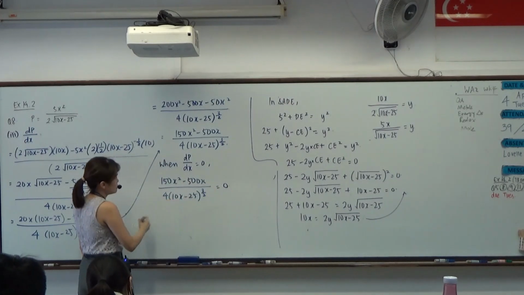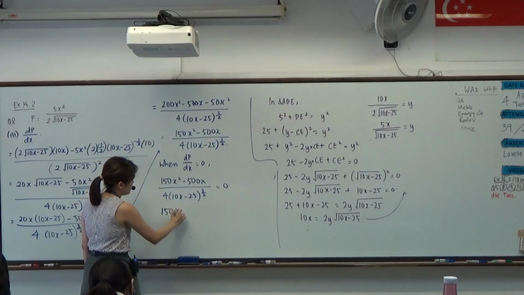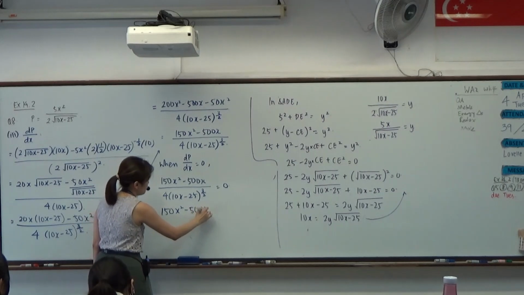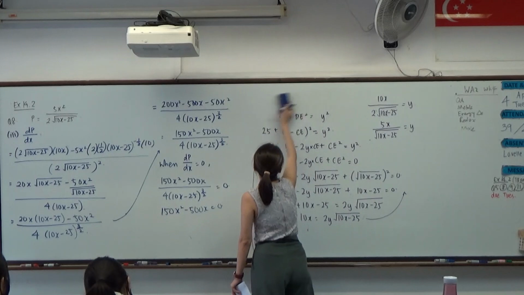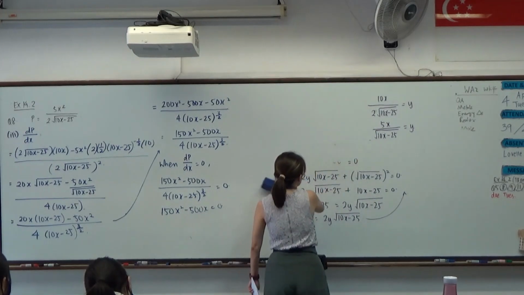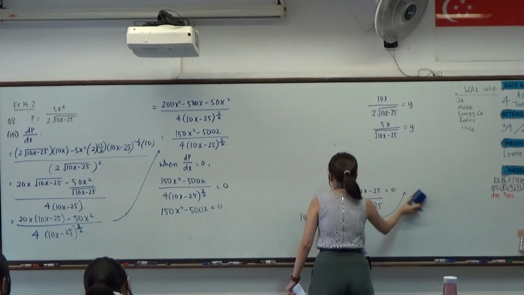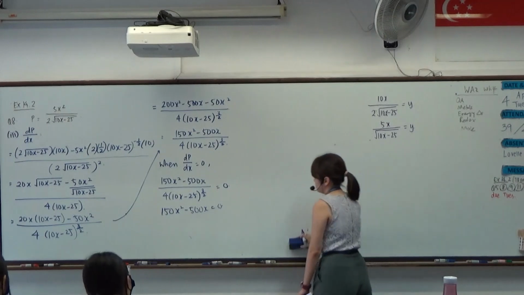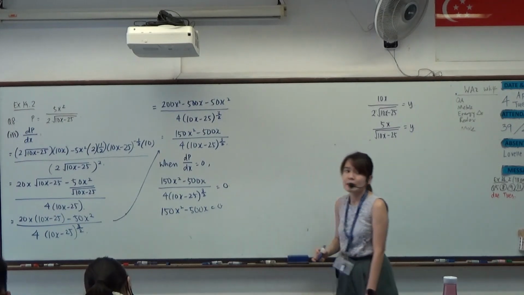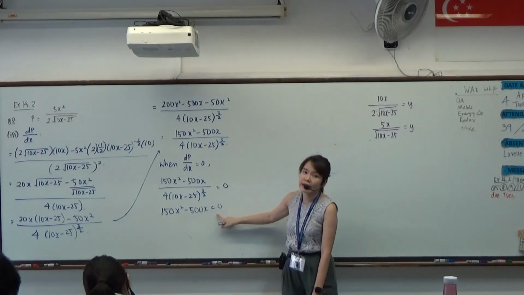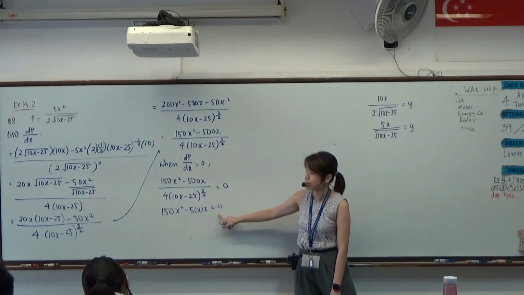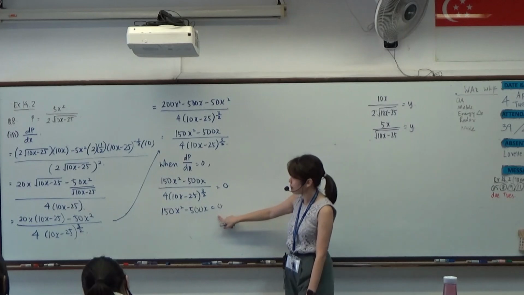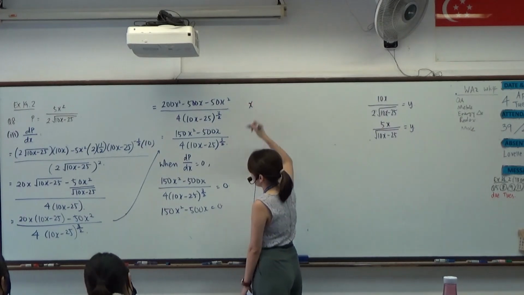So when this is equal to 0, that will also mean that 150x squared minus 500x must be equal to 0. Then in order to solve this, you cannot divide by x throughout. Because x is an unknown, you cannot divide by x. We have to only factorize.